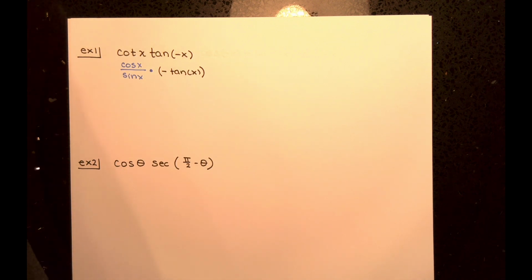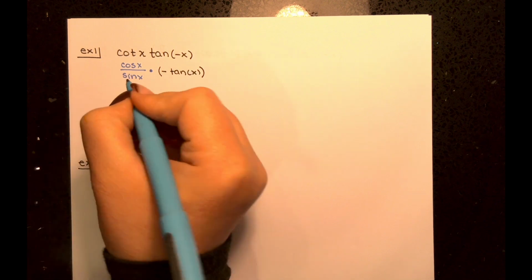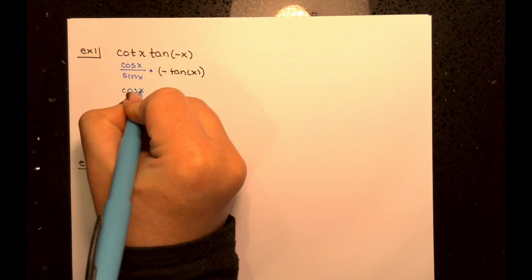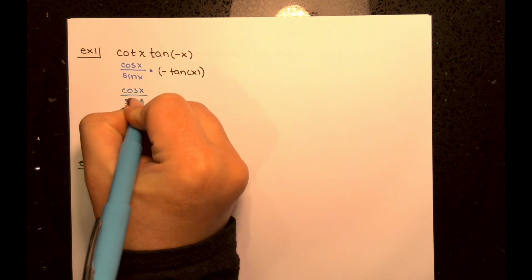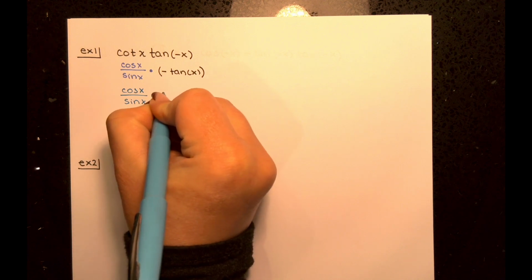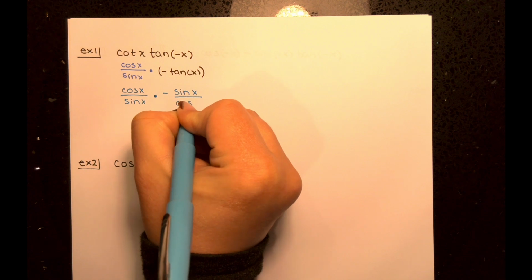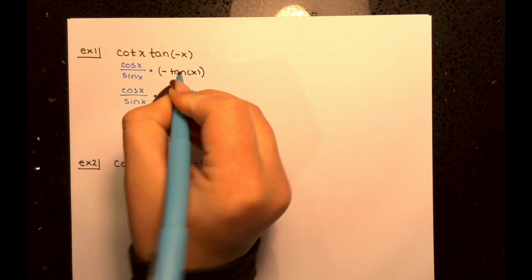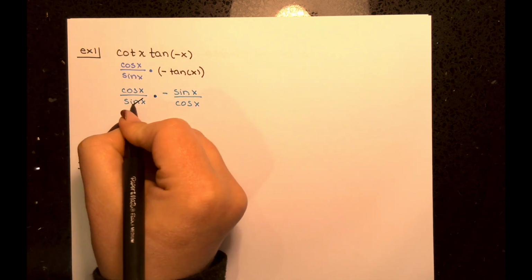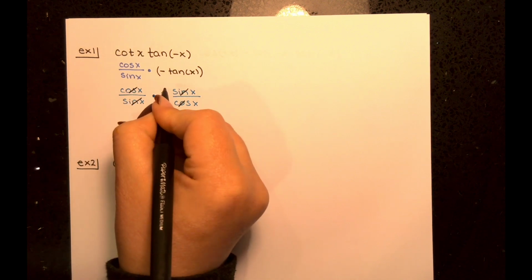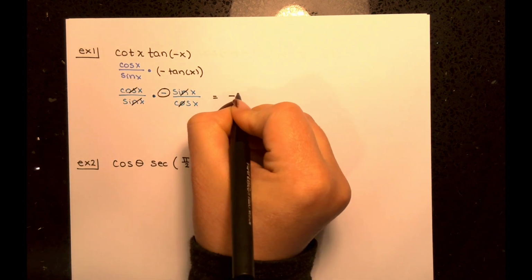Now, tangent is sine over cosine. Again, you didn't have to take this route. You could have used the reciprocal identities. I'm just using these identities. Sine over cosine, keeping that negative. Sine divides with sine, cosine divides with cosine. We're left with just that negative 1.